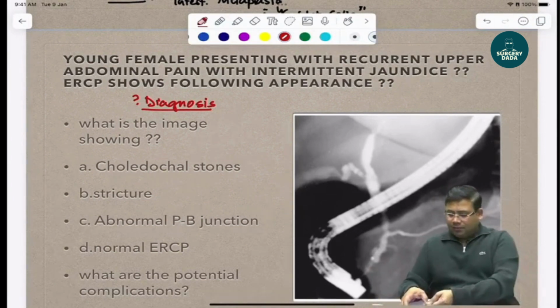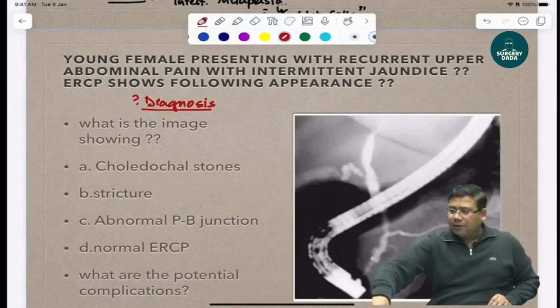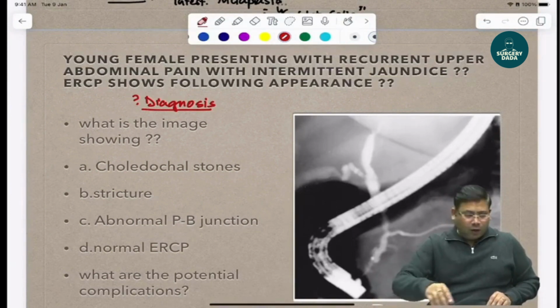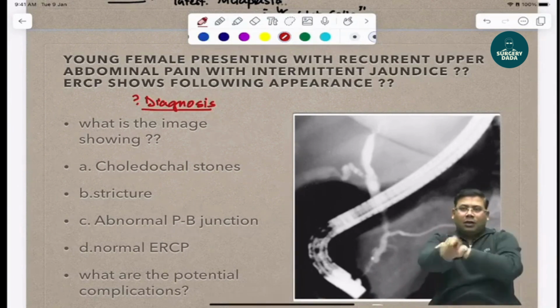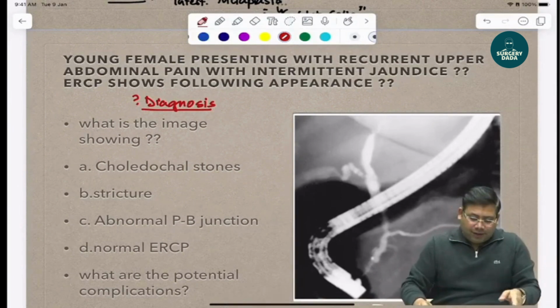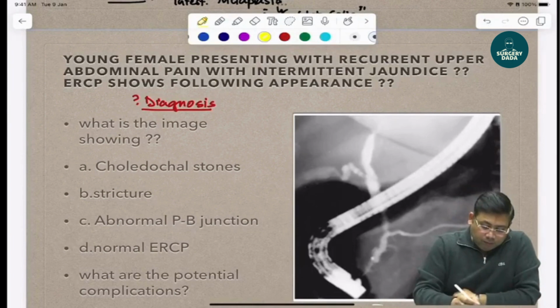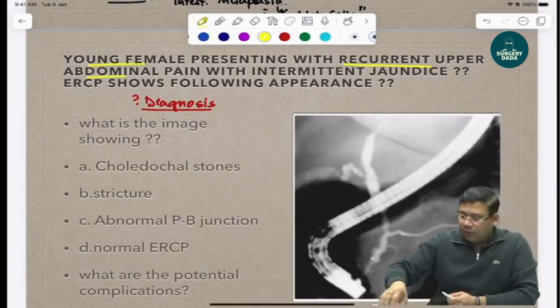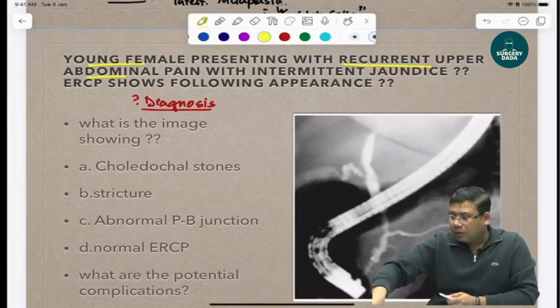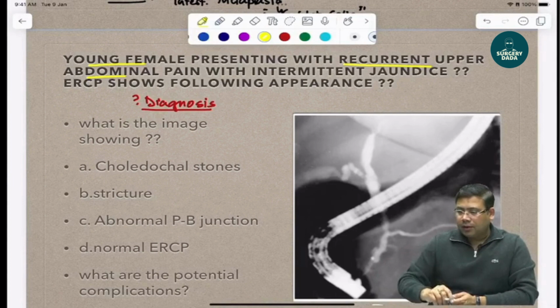There was a patient with acute pancreatitis, gallstone pancreatitis. Okay, I hope audio is clear now. Audio is clear. Okay, so what can you see in this? Let us try to understand. Young female with recurrent upper abdominal pain. I have just switched on the audio.